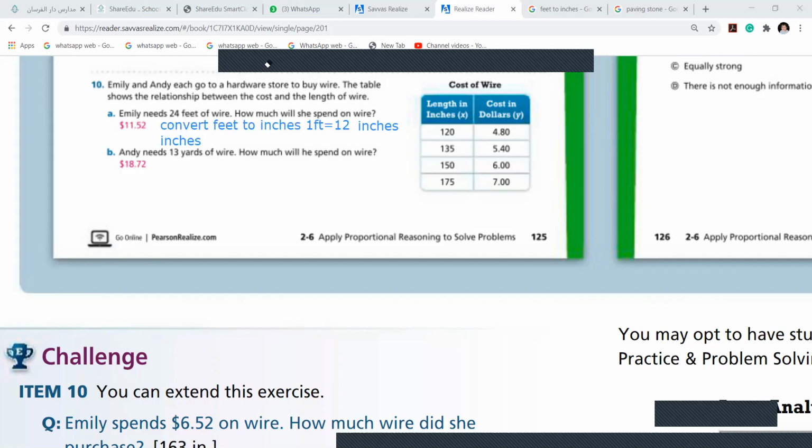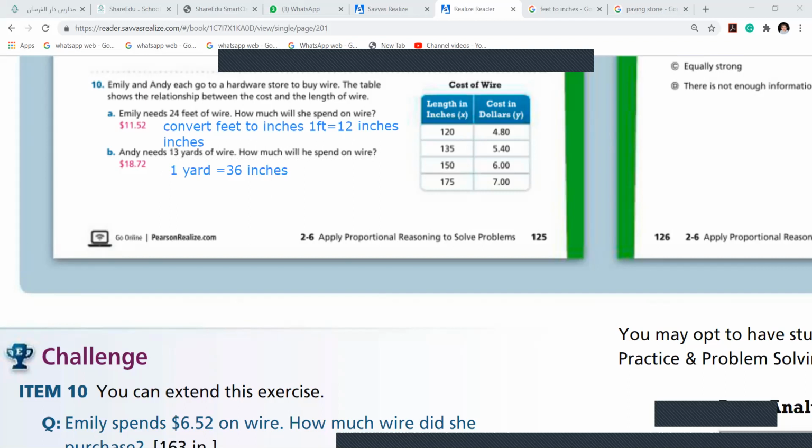Did you understand this? Yes. That is the basic I'm saying, and then I will do the question. And what do you see in the next question? Andy needs 13 yards. I don't want yards, I want inches, because here the length is in inches. So 1 yard equals 36 inches. You need to learn this, girls. You need to know that 1 feet is 12 inches and 1 yard is 36 inches.